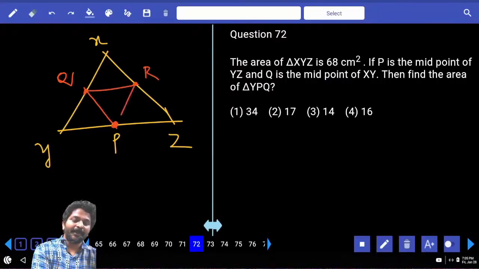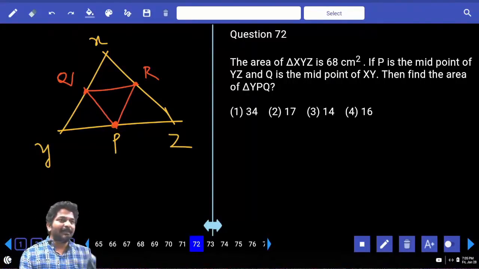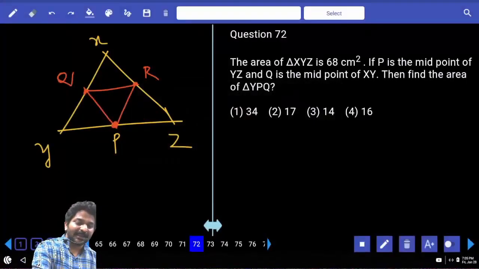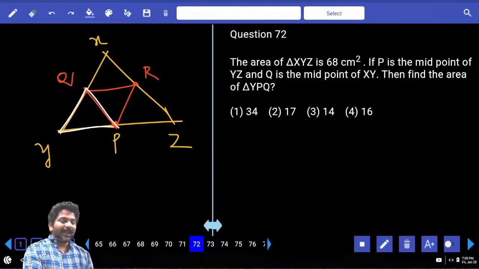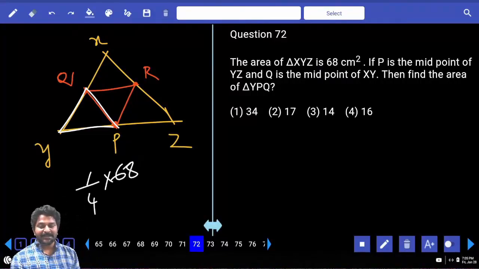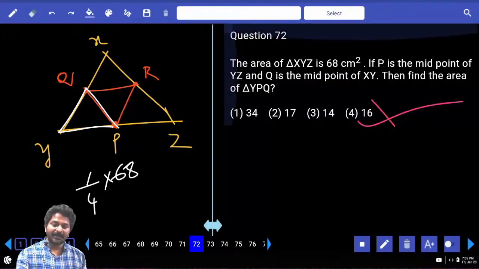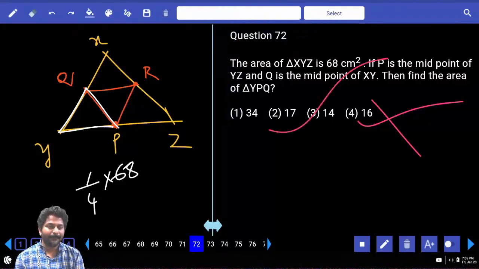When you join midpoints, the outer triangle is divided into how many equal triangles? Then each triangle will be 1/4 of the outer triangle only. Out of which we are asked to calculate YPQ, that will be 1/4 of area of triangle XYZ only. 1/4 of 68, how much is that? 17, 17 double 34, correct. Yes, 17.